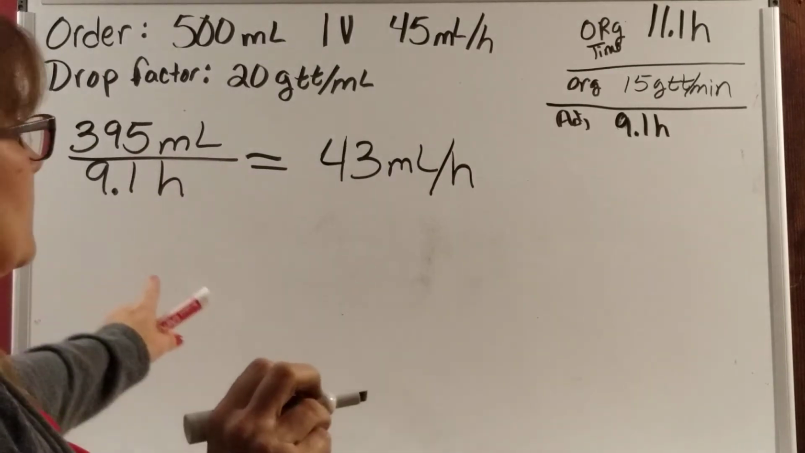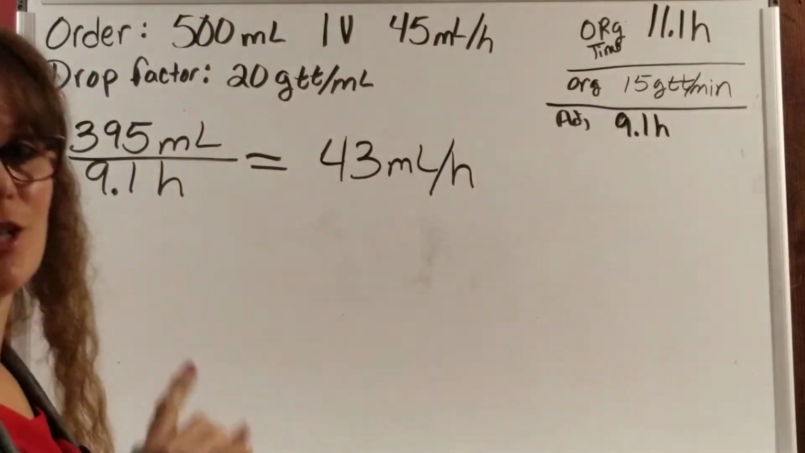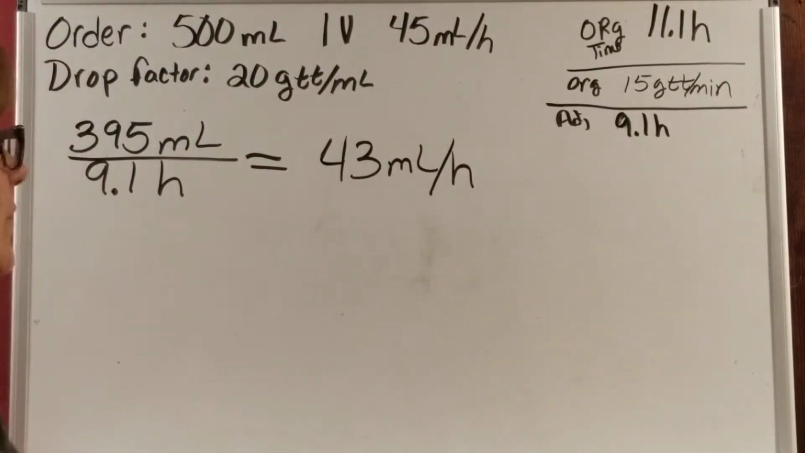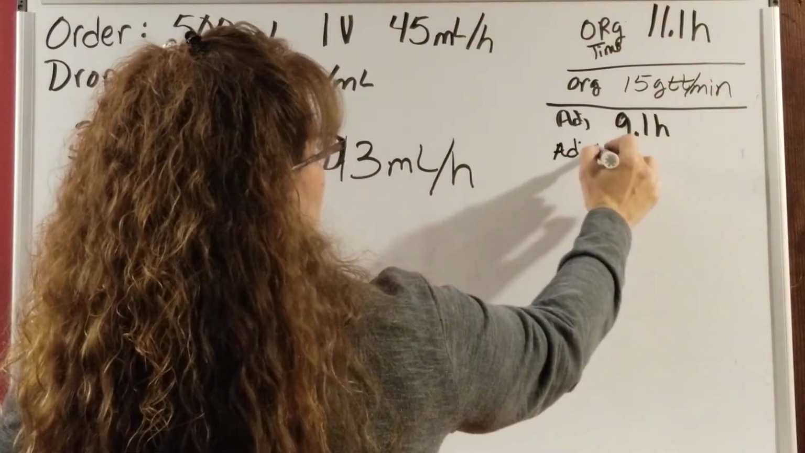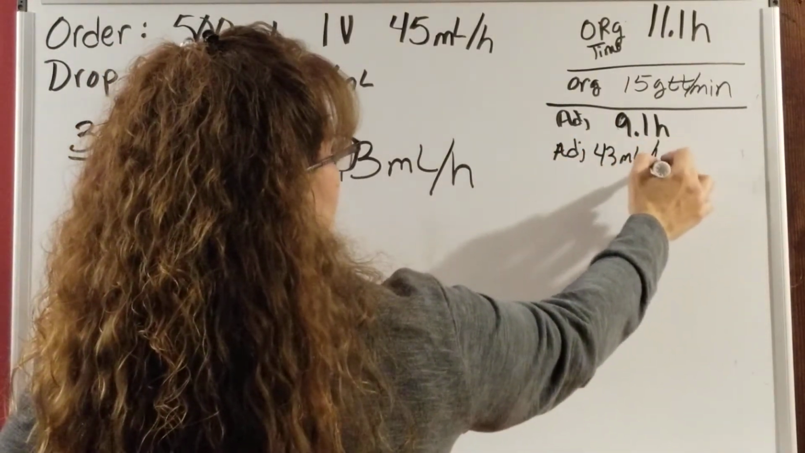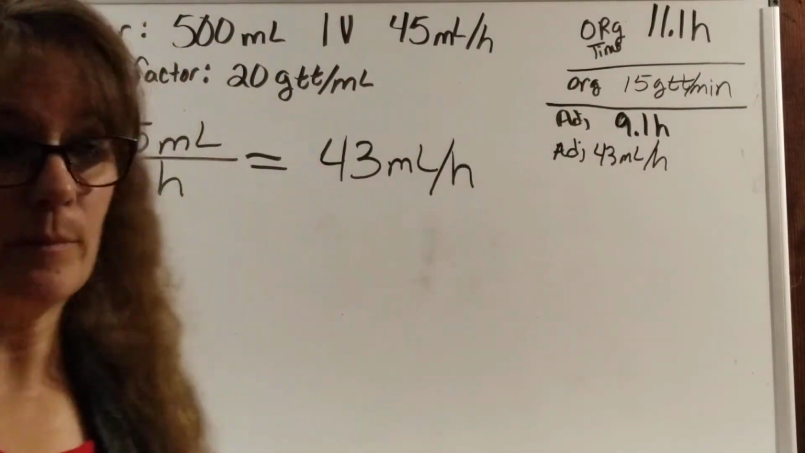So here is my original. Oh, excuse me, my apologies. This is my adjusted, my recalculated flow rate. So I'm going to call it adjusted, 43 milliliters per hour. Now let's find the adjusted, recalculated drops per minute.